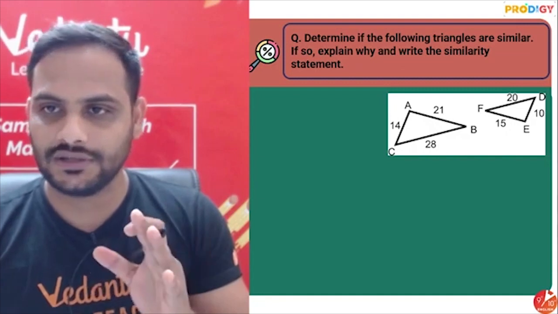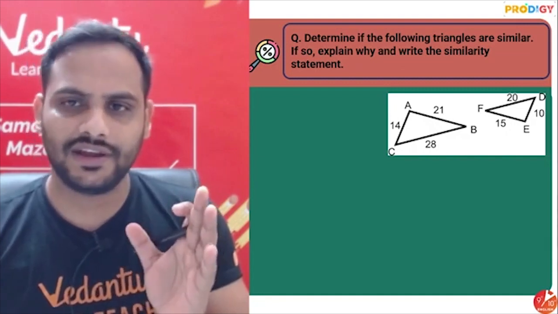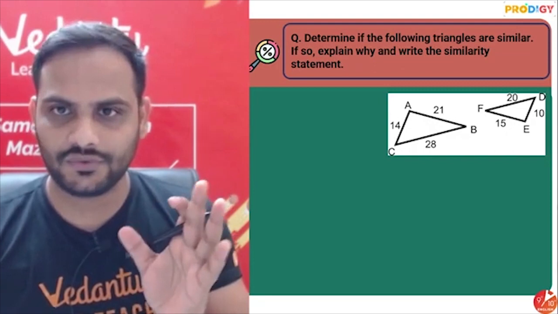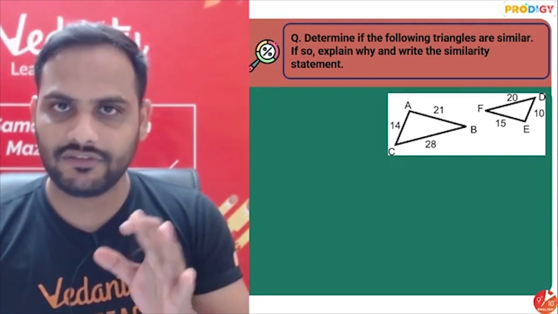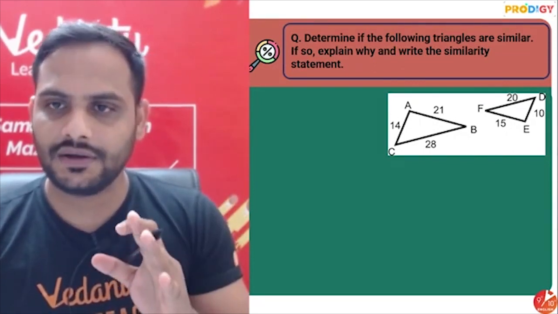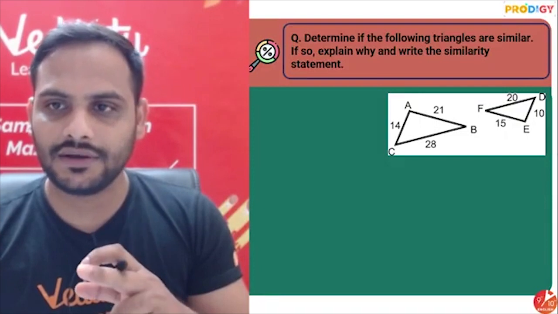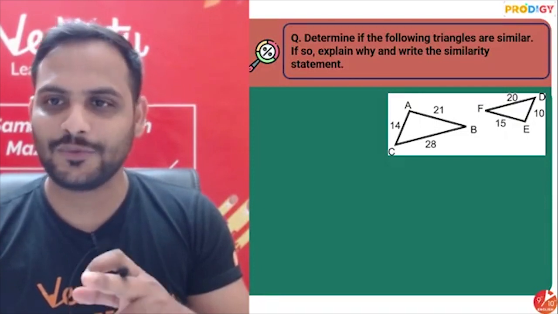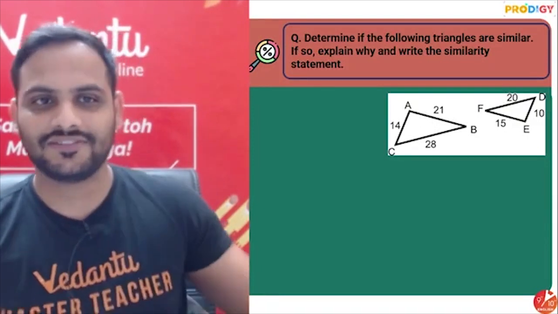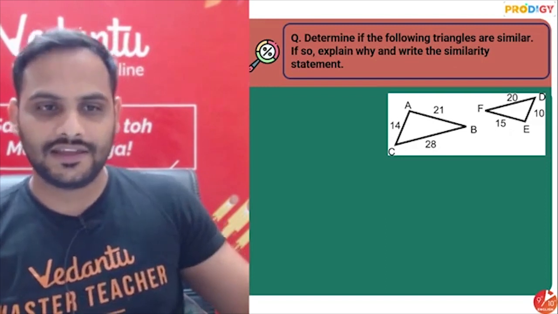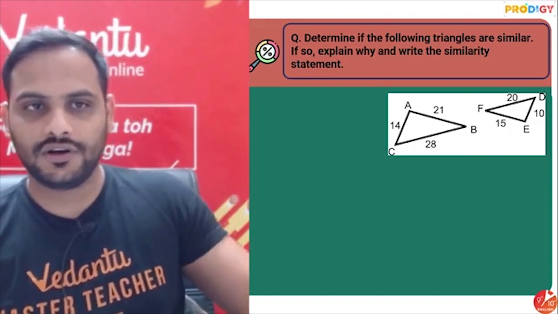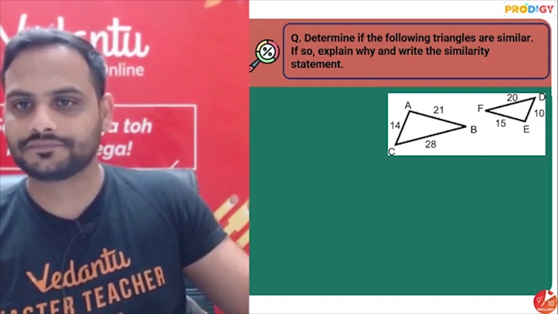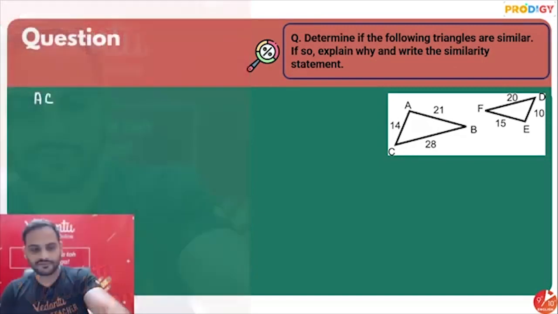So 14, let's divide the smallest side of this triangle with the smallest side of the other triangle. So 14 by 10 is 7 by 5. Then second, 21 by 15 is again 7 by 5. 28 by 20 is again 7 by 5.